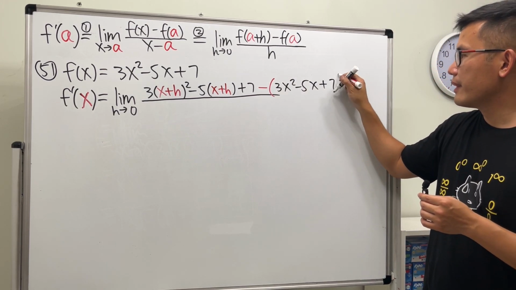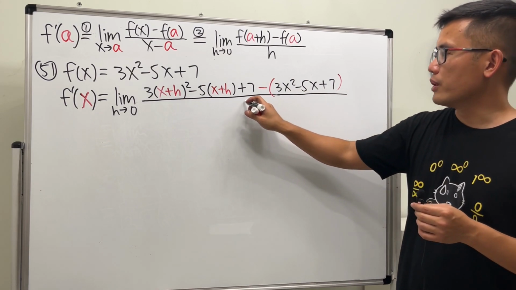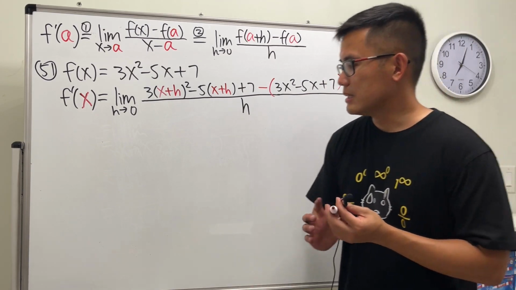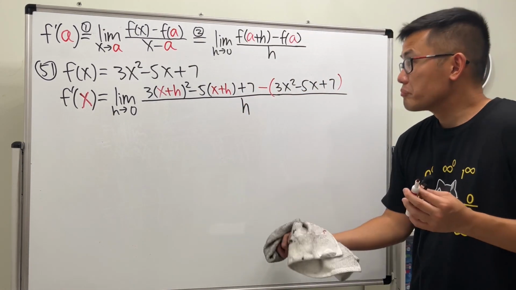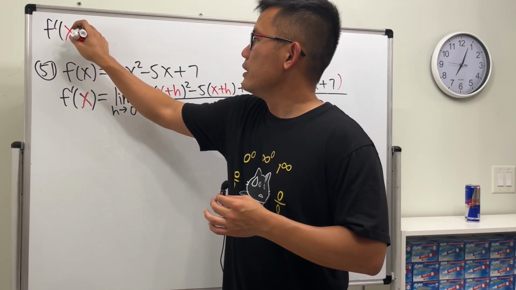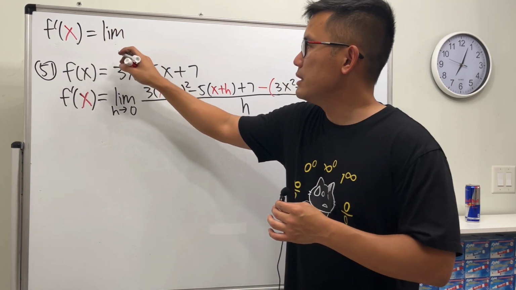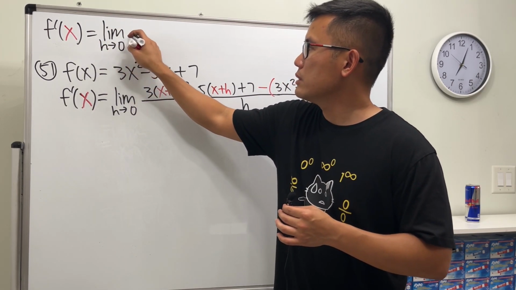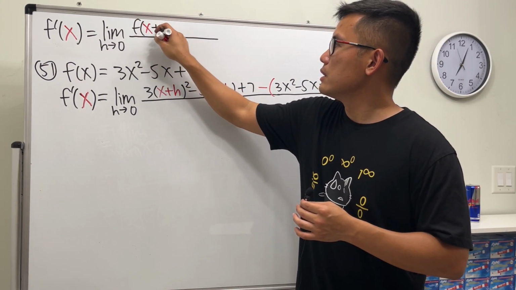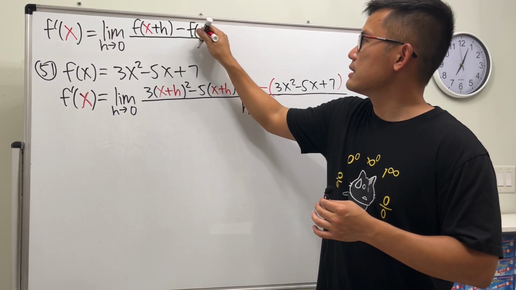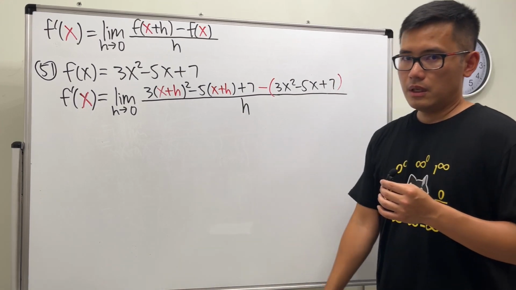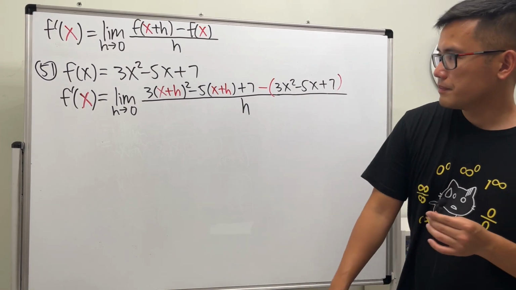plus 7. And you can see that this expression is pretty long already, and perhaps it's the longest, especially if you just came from pre-calc, and yeah, pretty intimidating. So ladies and gentlemen, f prime of x, this right here equals the limit as h approaching 0. We have f of x plus h minus f of x, and then all over h. And this is definitely a definition that you have to remember for your calculus class.